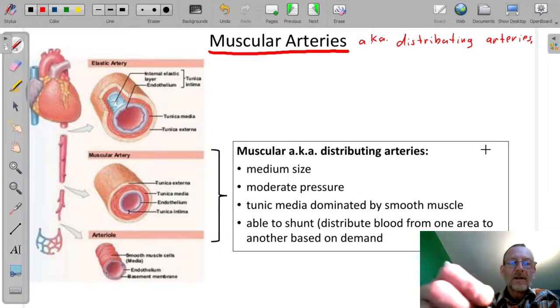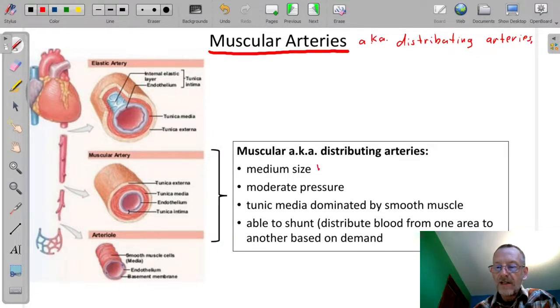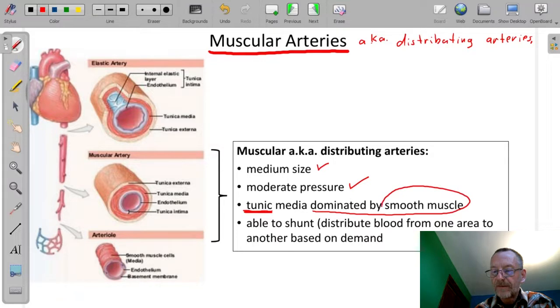So these blood vessels are medium size, moderate pressure. We're getting further away from the heart. Pressure gradient is going down. And tunic just means layer or coat. Tunic is a coat. So there's a middle coat and an internal coat. And I'm not making a big deal about that. But this is the middle layer of the muscular arteries. And the point is it is dominated with smooth muscle. Hence the terms muscular arteries.